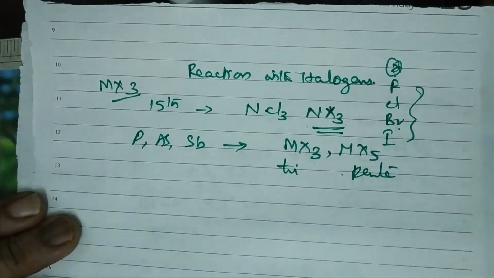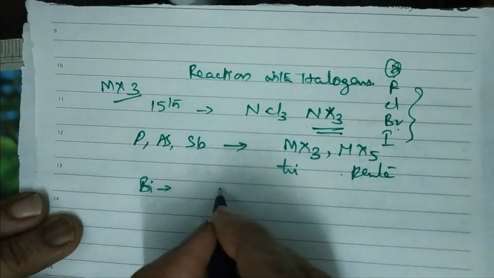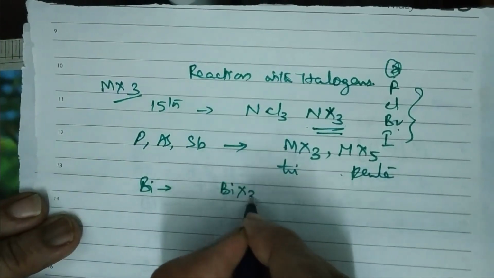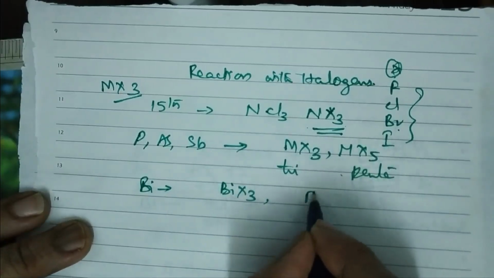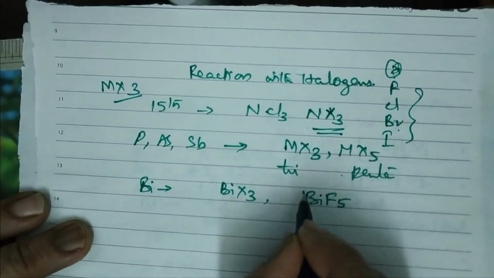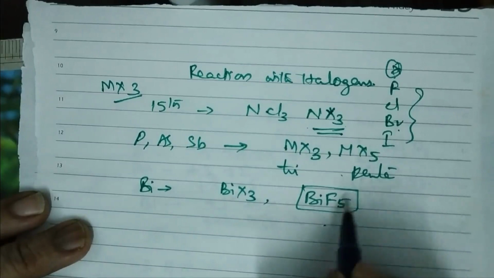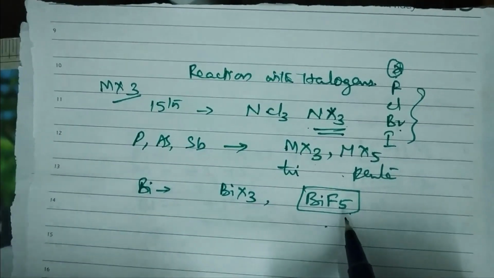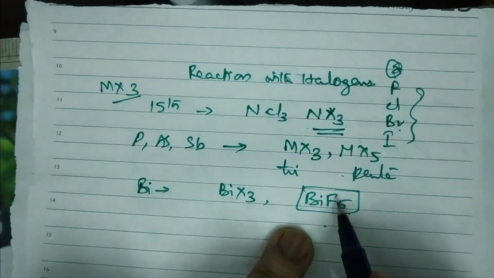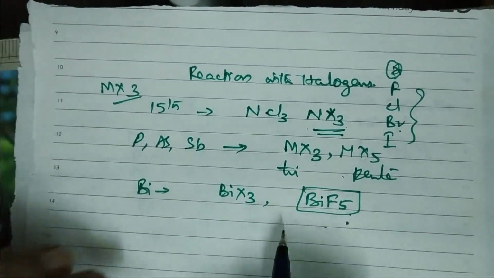And next, bismuth. Bismuth gives only trihalides, that is BiX3. Whereas when bismuth reacts with fluorine, it will give the pentahalide also. So the only pentahalide of bismuth is the fluoride, because fluorine has the highest electronegativity. Due to the highest electronegativity of fluorine, it will absorb the electrons from bismuth, so it will give bismuth pentafluoride. So that is about the halides.